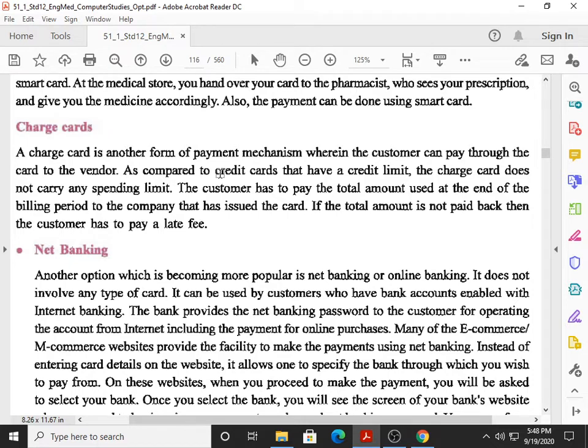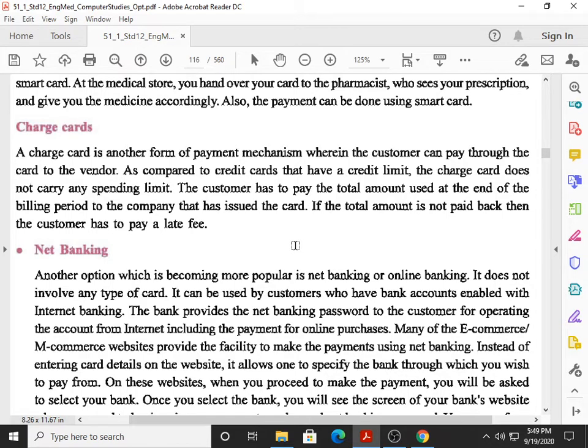So as compared to a credit card that has a credit limit, the charge card does not carry any spending limit. As I told you, in the amusement park, you use your card on n number of rides, n number of times. It will not tell you that now your limit is over. The customer has to pay the total amount used at the end of the billing period. So you have to pay the total amount to the company that has issued the card. If the total amount is not paid back, then the customer has to pay a late fee, depending on the situation. That is called a charge card.